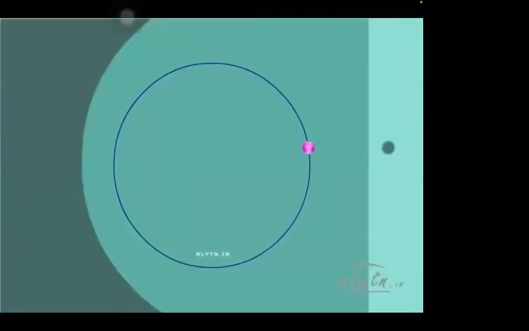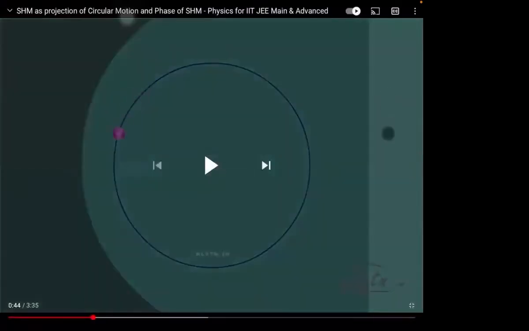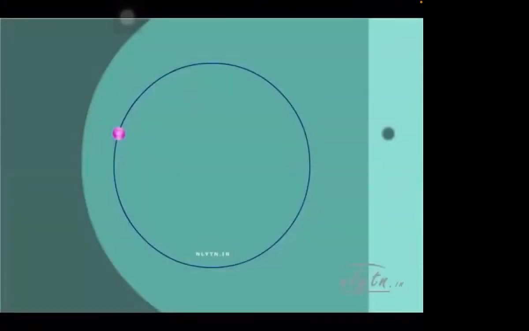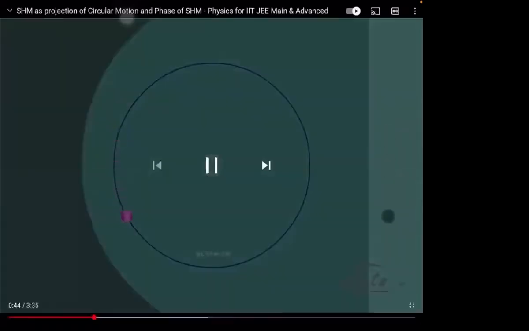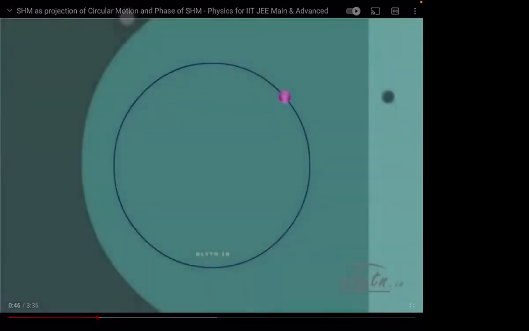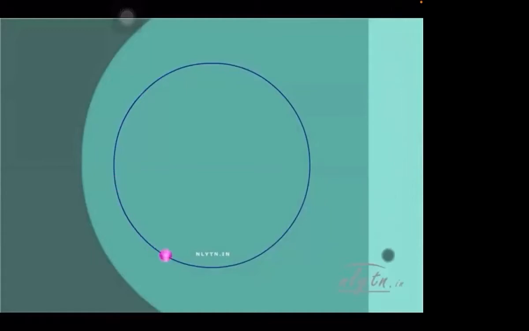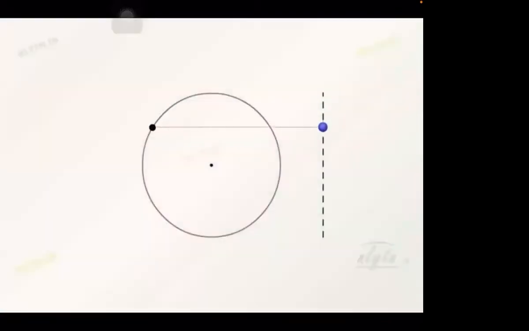We can also consider a simple harmonic motion. Suppose a ball is revolving, I keep a light on the side and I try to capture the motion of the ball's shadow alone. If I try to capture the shadow of the ball alone, then how is it going to appear? Look at the ball, look at the shadow on the right. The ball is actually revolving in a circular path, but how is the shadow moving? Up and down, sir. It is moving up and down.